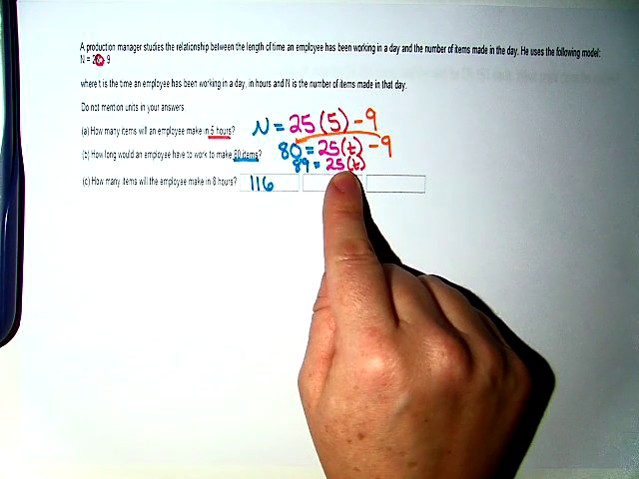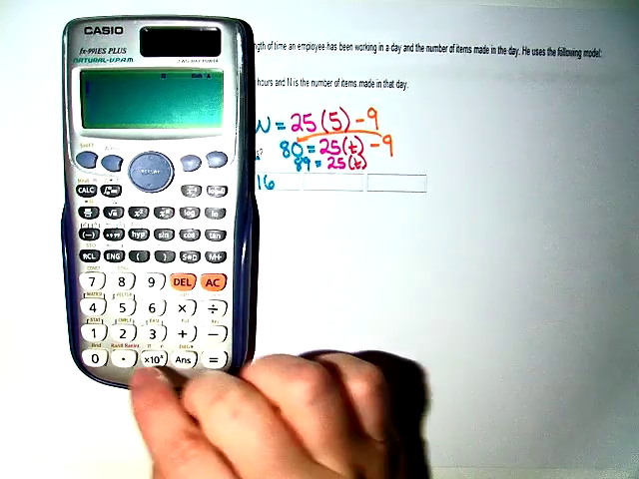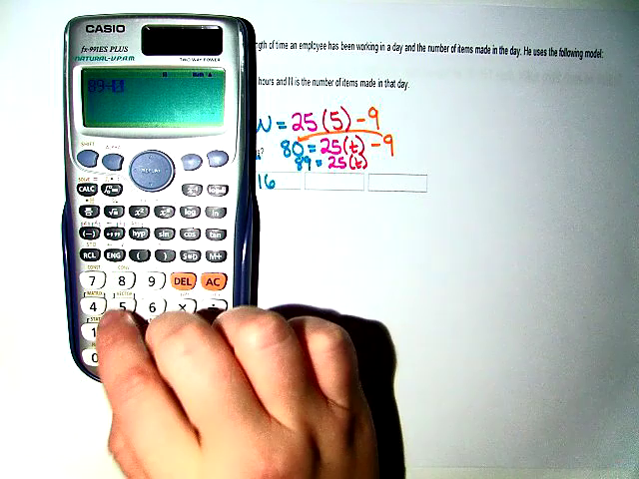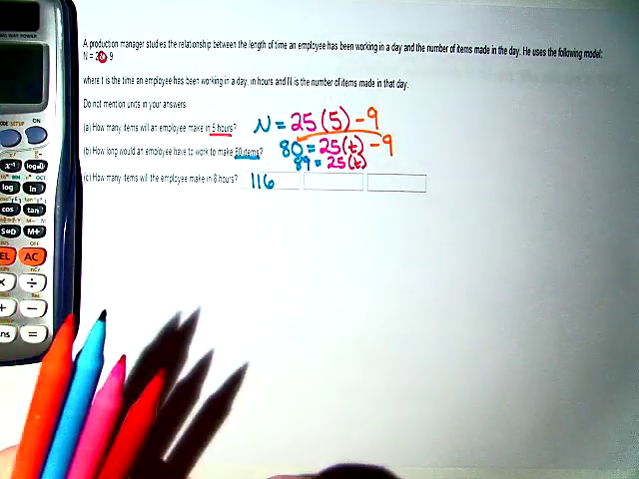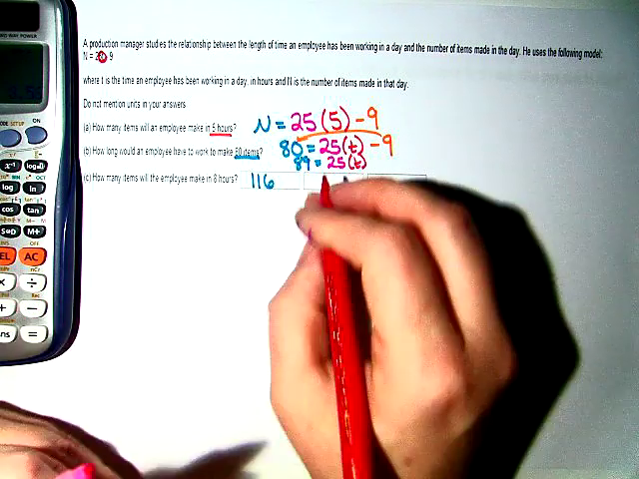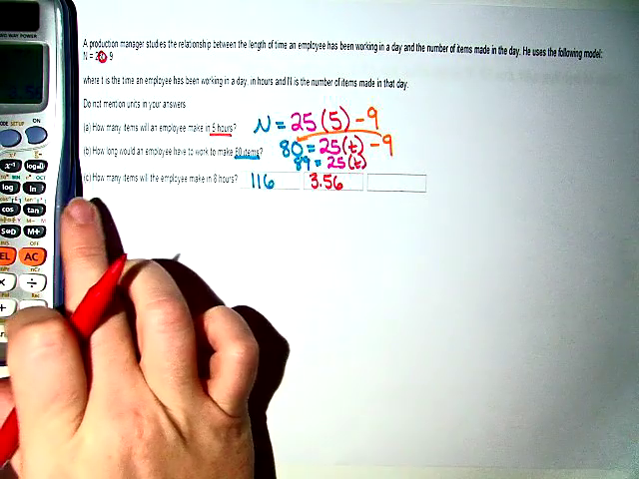So now in order to solve for T, we need to move the 25 over. So we need to do 89 divided by 25. And it's 3.56. So the amount of time that's required is 3.56 hours.